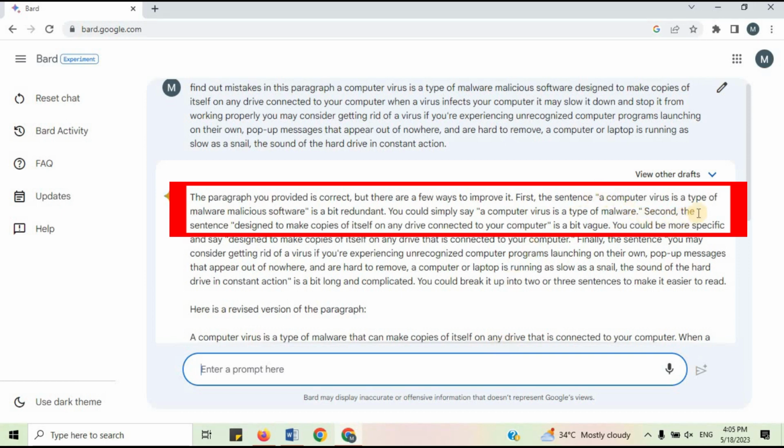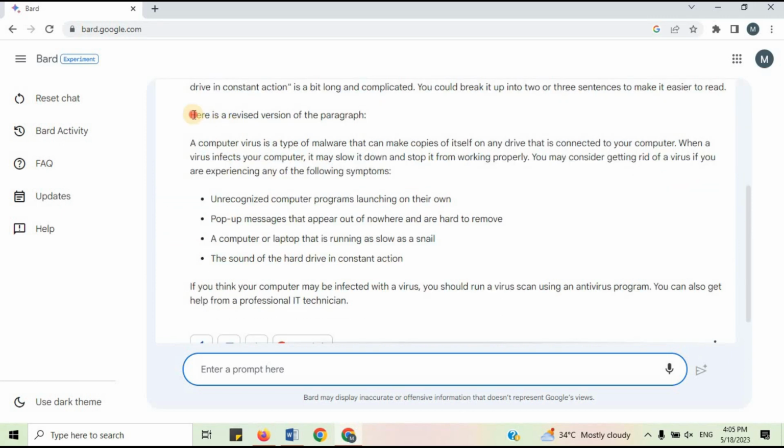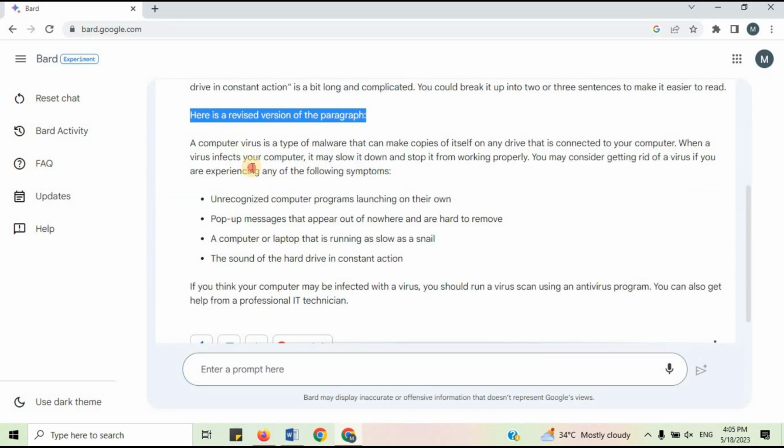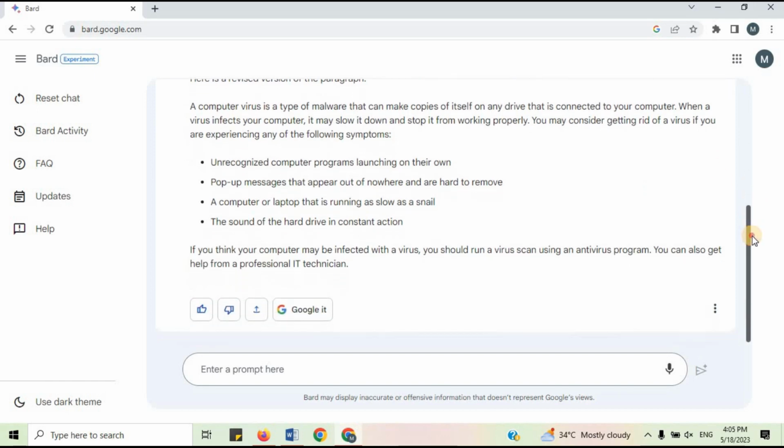First, the sentence, "A computer virus is a type of malware malicious software," is a bit redundant. You could simply say, "A computer virus is a type of malware." Second, the sentence, "designed to make copies of itself on any drive connected to your computer," is a bit vague. In this way, we got the idea how we can write this paragraph more clear. You can see the revised version of the paragraph. It is in proper manner with bullet points, making it more clear and readable. In this way, you can get help from Google Bard while identifying mistakes from text.